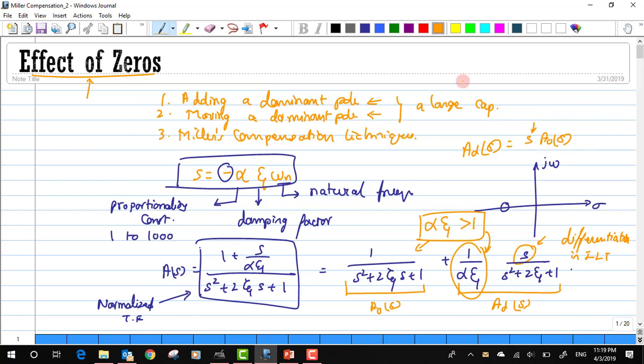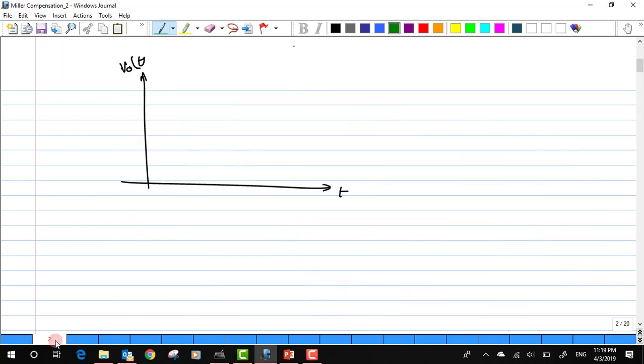Or in other words, I can rewrite this in the time domain: the response produced by the second part is nothing but the derivative of the first response. So the equivalence of these two expressions is reflected here. We have already discussed the step response of this A naught of S term, right? So now let me reflect the same by drawing the response.